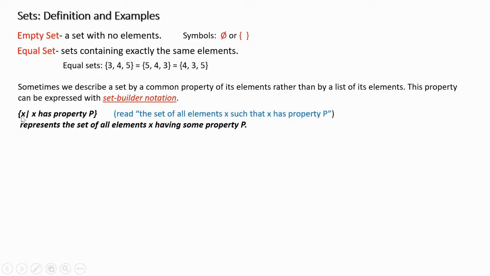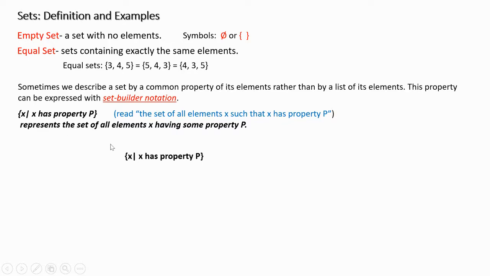It says, this means a set X such that X has a property P. This is how you read it: the set of all elements X, the set being the brackets, about elements X, and this line here means such that X has a property of P.